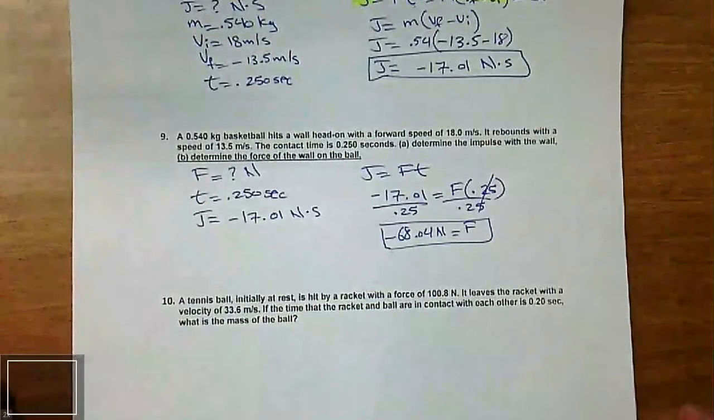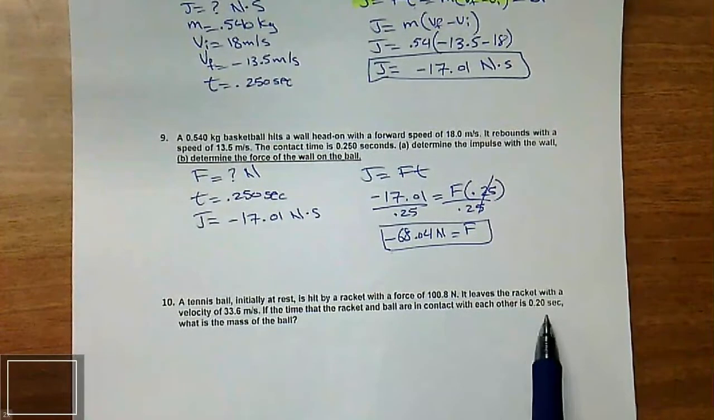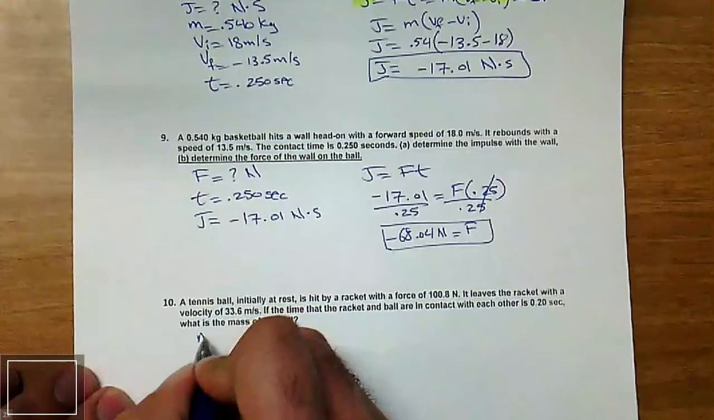All right, finally, number 10. A tennis ball initially at rest is hit by a racket with a force of 100.8 newtons, and leaves with a velocity of 33.6. The time of contact is 0.20 seconds. What's the mass of the ball? So ultimately, we're solving for m.